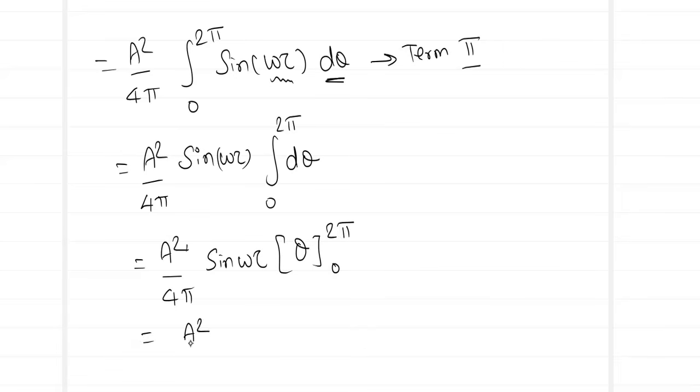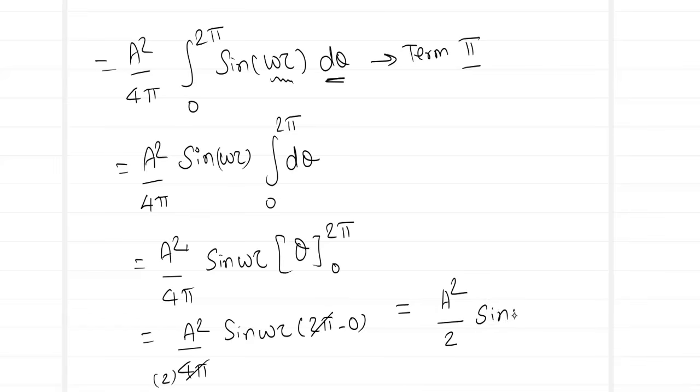So we have it as A square divided by 4 pi sine of omega tau, and this gives me 2 pi minus 0. This 2 pi can be cancelled off with this 2 pi for 2 times of the quantity. Hence we have this as A square divided by 2 sine omega tau. So this makes my term number 2.